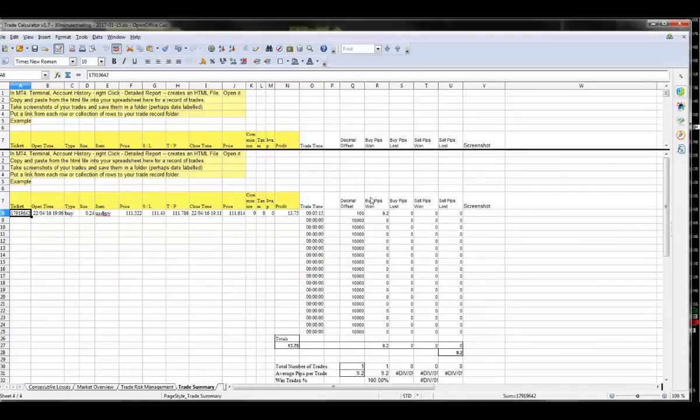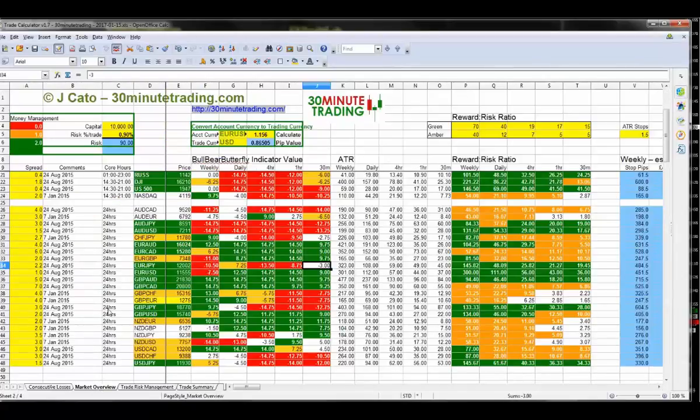So anyway, I hope that helps you, and I won't go on about that anymore because I think I've covered it quite well. If you want to know more, let me know, and make sure you get a copy of this particular trade calculator, and also let you know how you can use it.